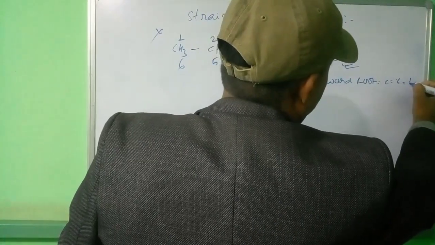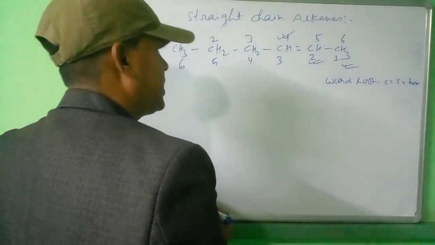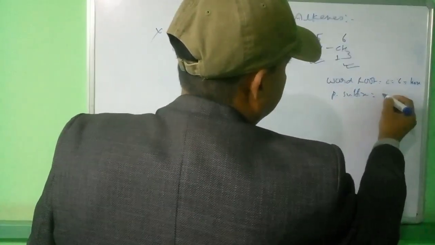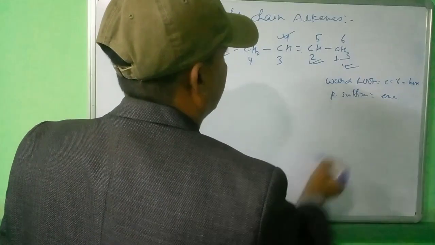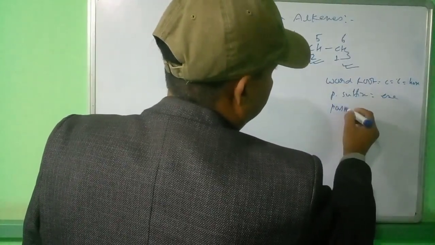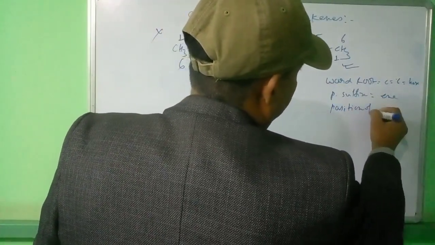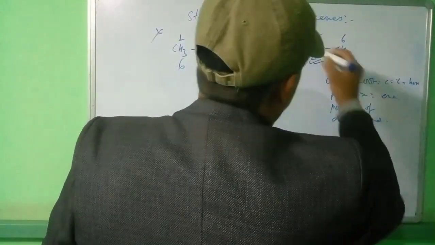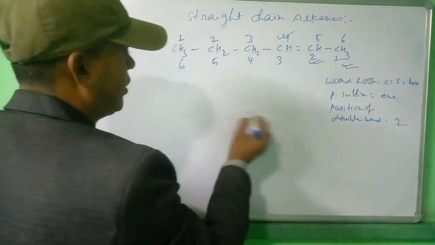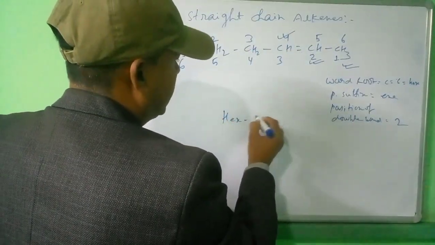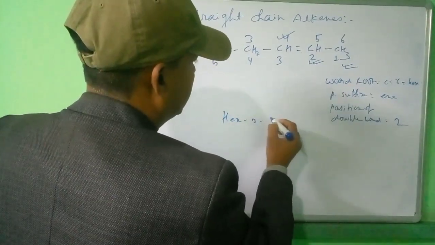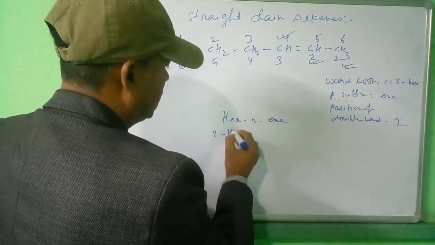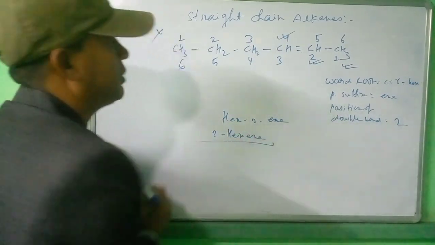So what is hex? Hex is the word root, and the primary suffix is ene. The position of the double bond we can also write here: the position of the double bond is second. Okay, now directly write down hex, then 2, in: hex-2-ene, 2-hexene. This way we can write.